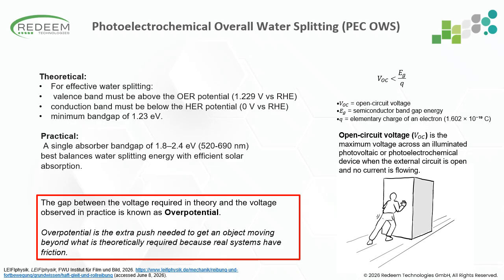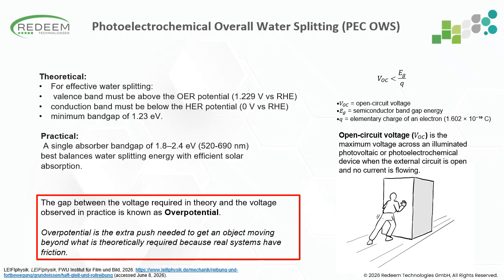This means the band edges have to straddle the water redox potentials, giving a theoretical minimum band gap of 1.23 electron volts. However, a 1.23 electron volt semiconductor is usually not sufficient in practice. So in real reactions, we suffer from kinetic limitations and so-called additional voltage, and this is called the overpotential, which is required.